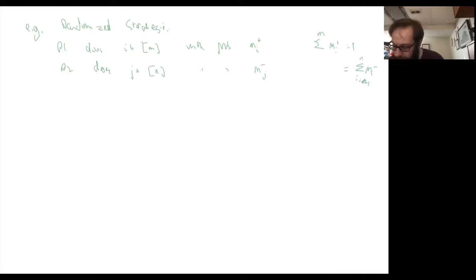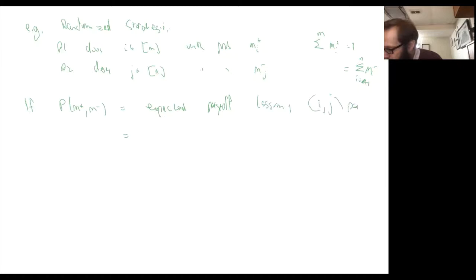And if everybody is risk neutral, the payoff is just the expected value of the payoffs for the pure strategies. So if I have a payoff matrix P_ij, and then I take expectations, I'm going to do the sum over i and j of m_i plus m_j minus P_ij.